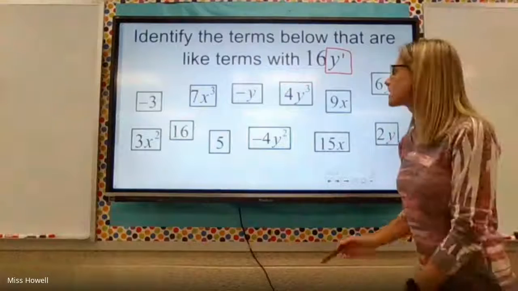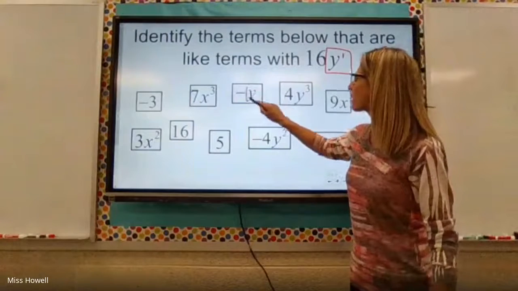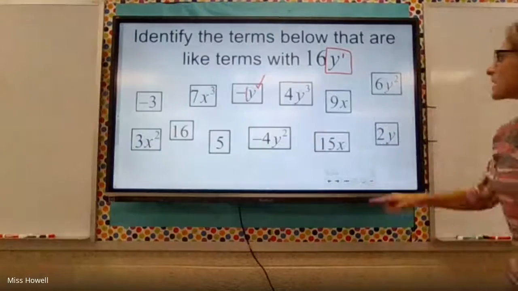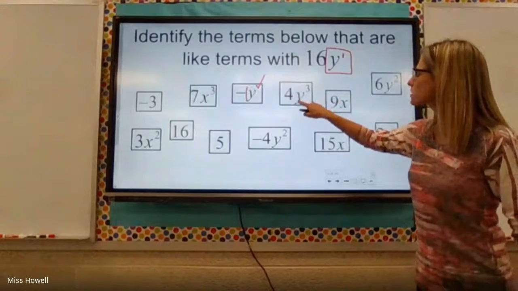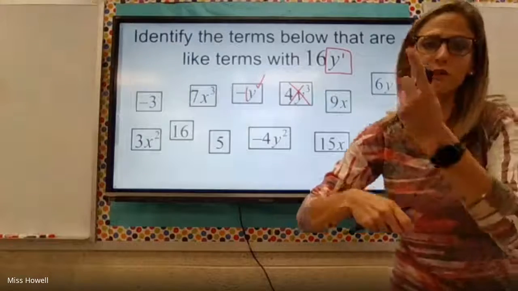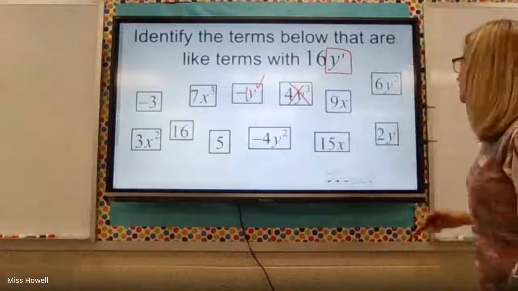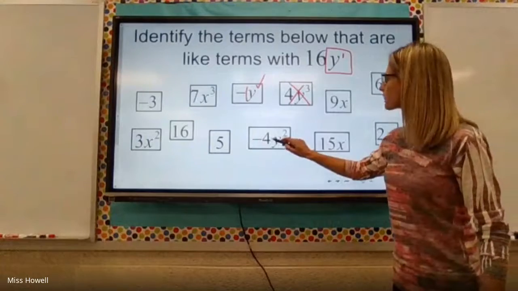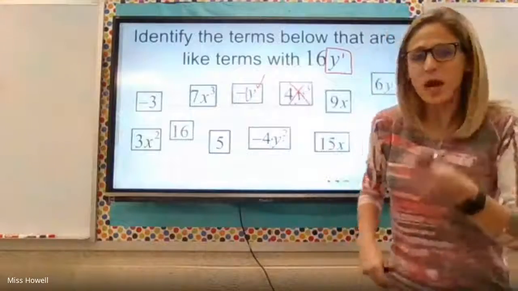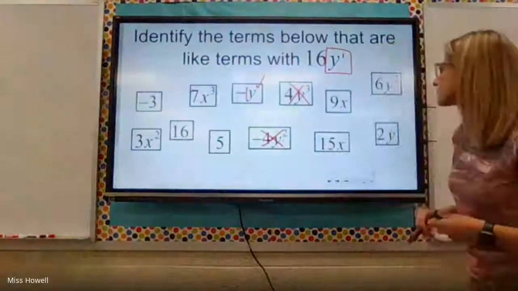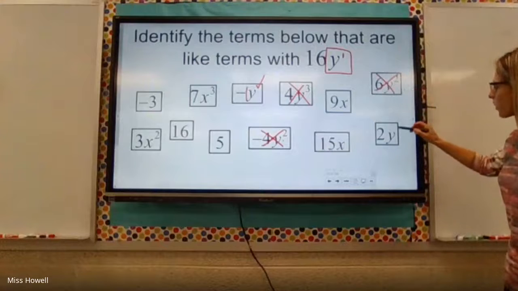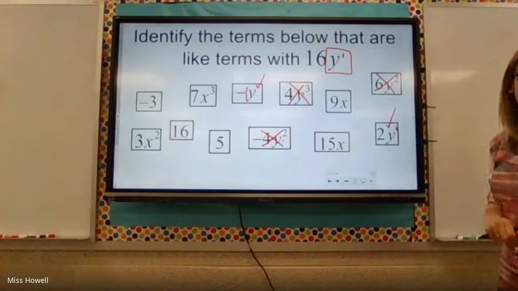So in this case, this negative y or negative 1y, it's a like term because it has a y to the first power. This 4 times y to the third term is not a like term because it doesn't have y to the first. It has y cubed, so be careful. Same thing down here. This negative 4 times y squared is not a like term because it doesn't have y to the first. It has y squared, right? That one's out. This one over here, again, has a y squared. It would be out. This one is a y to the first. It's a good one. It's a like term.